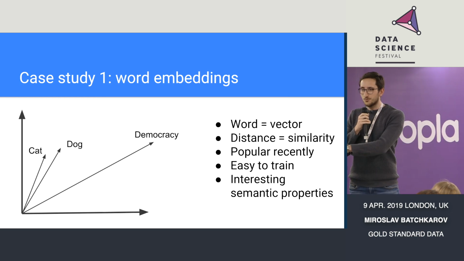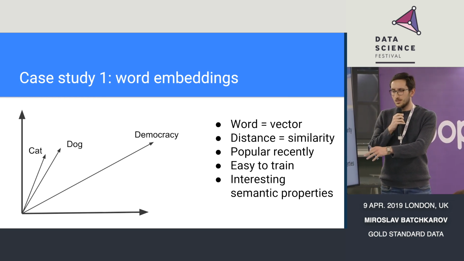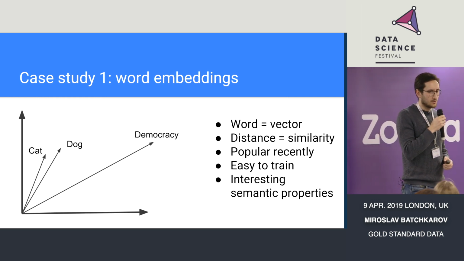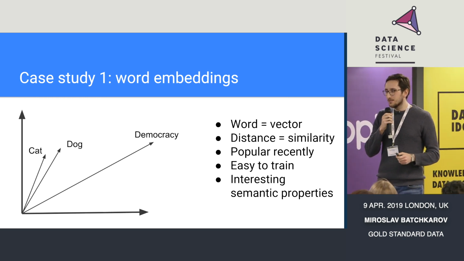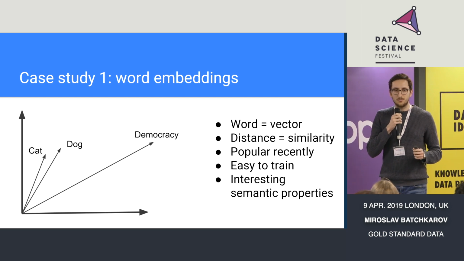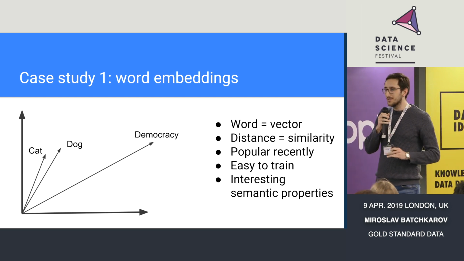But it's quite easy to train because you don't need an awful lot of labeled data, or any. It's been going really up in popularity recently. And most importantly, there's some interesting semantic properties. So everyone's doing word embeddings now.